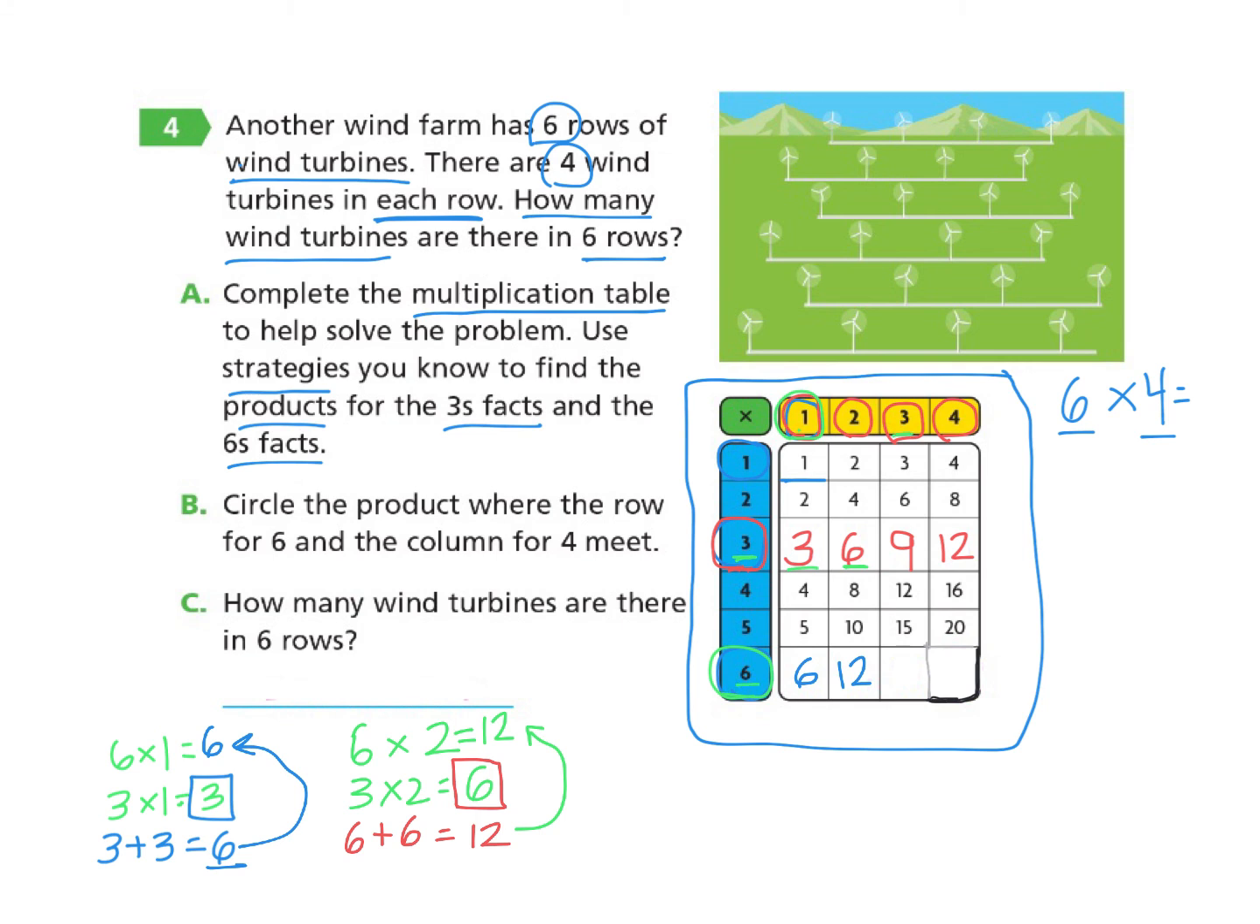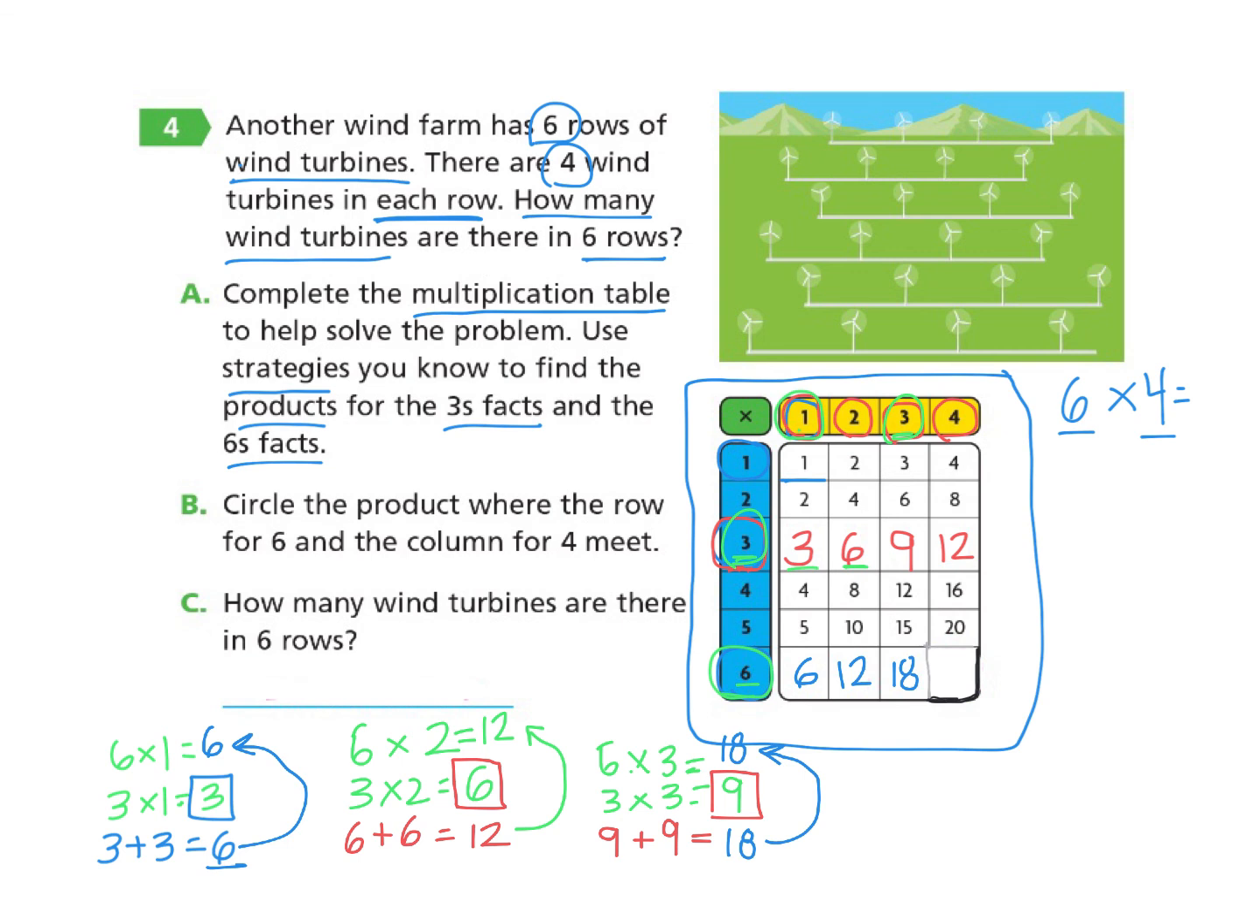And let's take a look at the next one. 6 times 3. And we know that 3 times 3 equals 9. And so we're going to take that product, 9, and we're going to double it. We're going to add it with itself. And 9 plus 9 gives us 18. So we know that 6 times 3 equals 18 because we doubled the product of 3 times 3. So we can write that in.